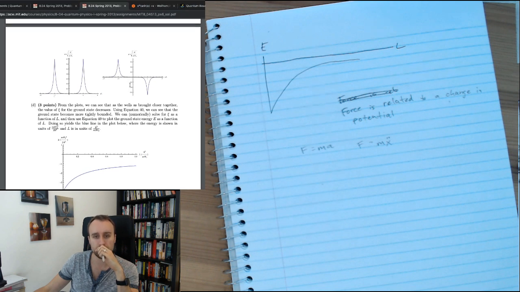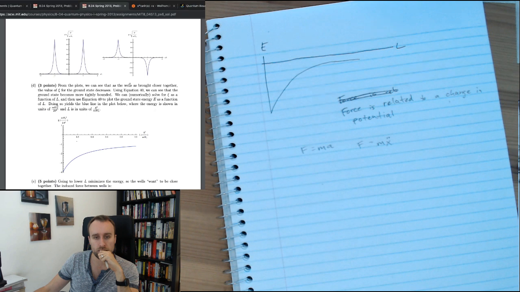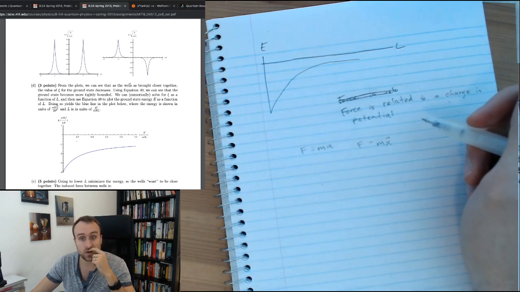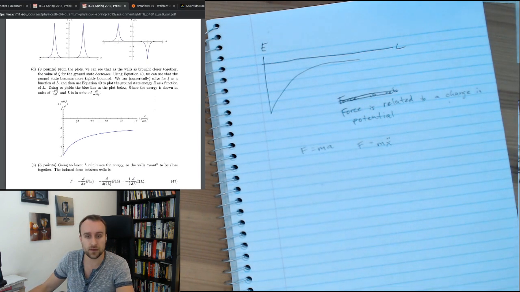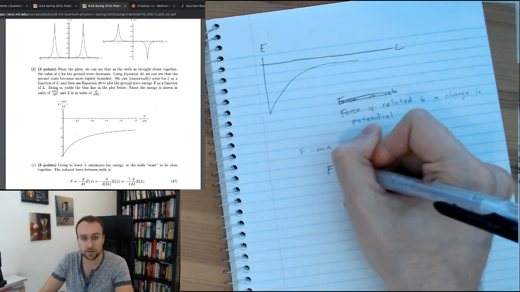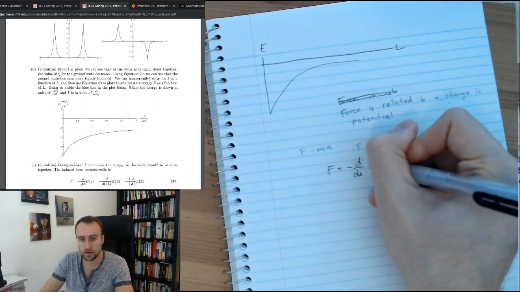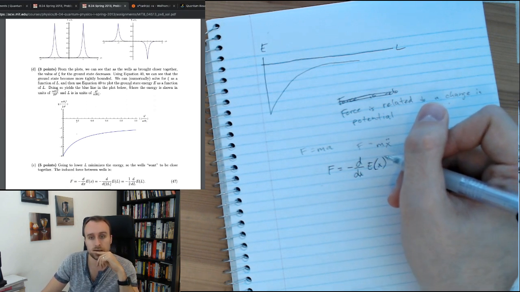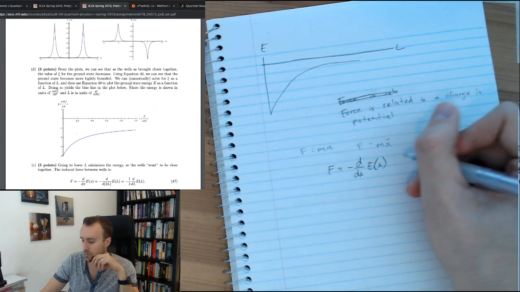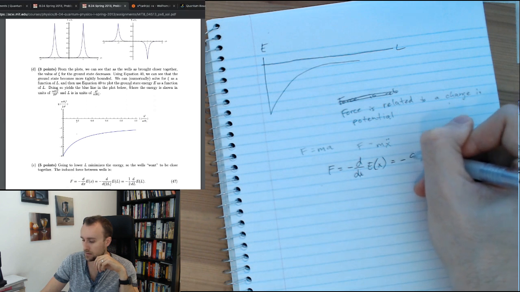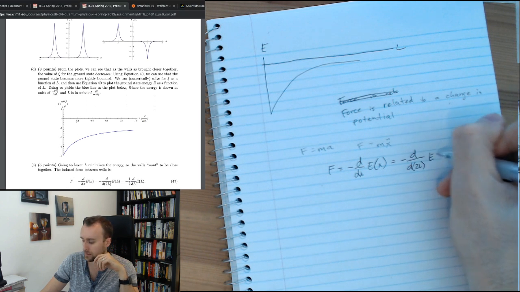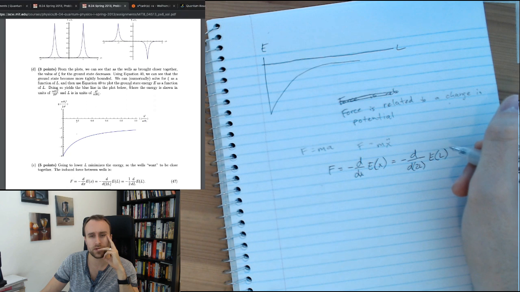So, what do we have here? Going to lower L minimizes the energy. Yeah, okay. So I have to figure out this is the change in energy. So induced force is going to be, okay, F is equal to minus d/dx E(x). It's equal to minus d E 2L energy. Why do we get a 2 there?